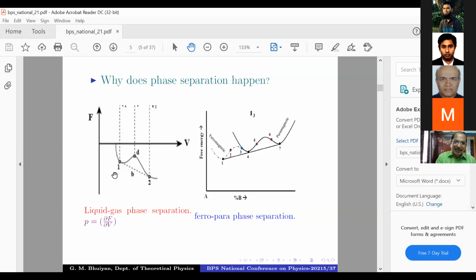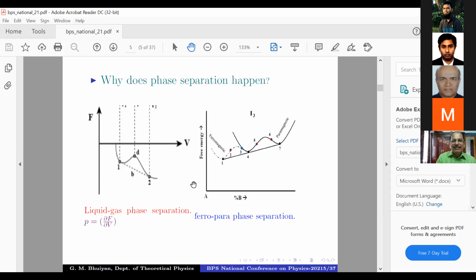So it is clear from here that on the left side, in the one region, the liquid is at equilibrium, and on the right side, gas is in equilibrium. But here there is a barrier, the free energy barrier, which separates the two states, the two components here in the phase separation.